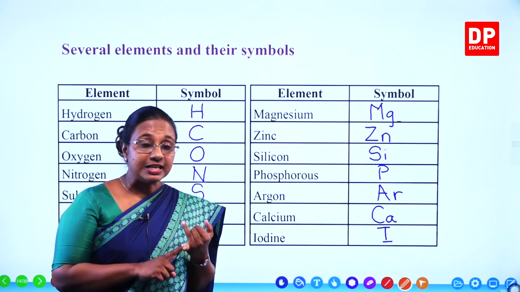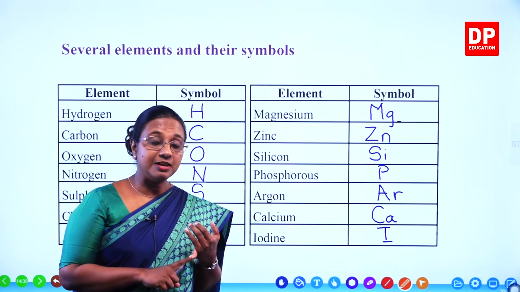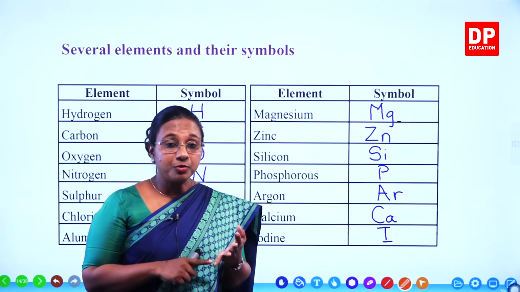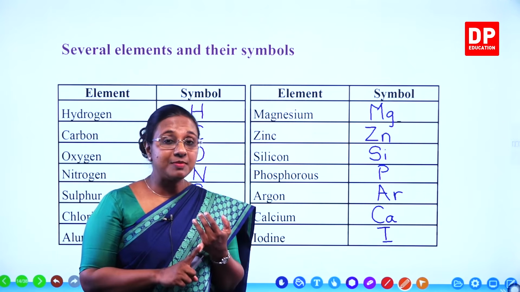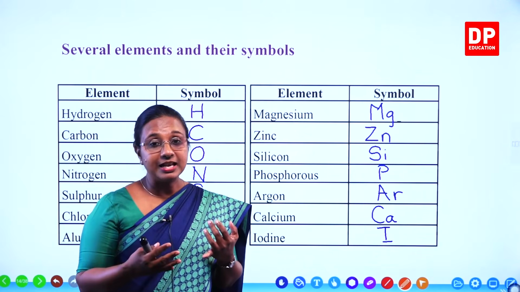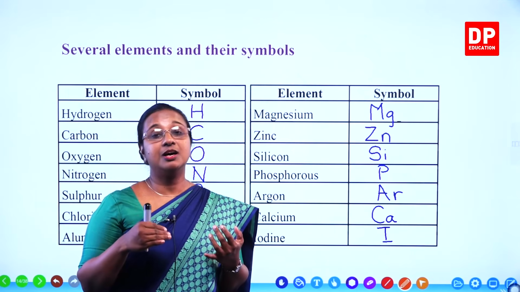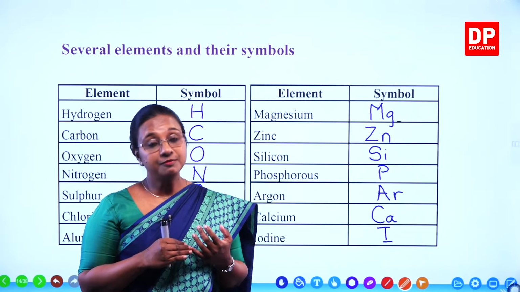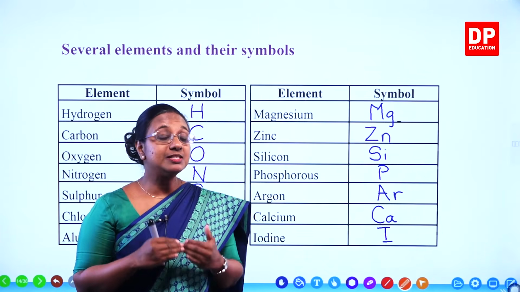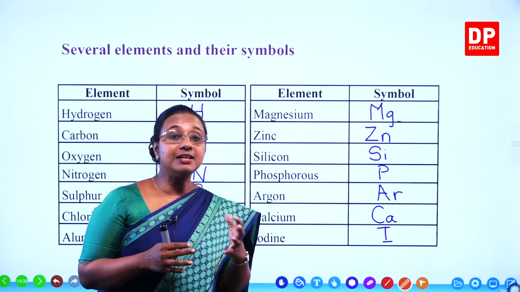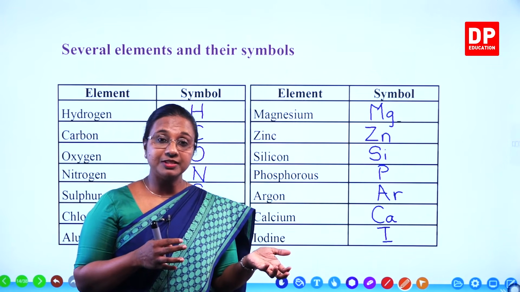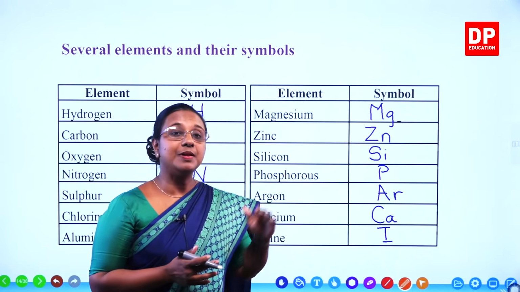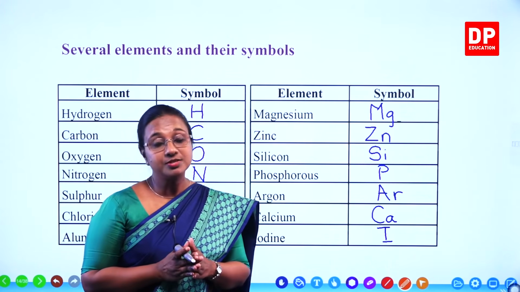You should know whether it's the English name. If it's the English name, we use the first letter. It has to be capital. And if there is more than one element starting with the same letter, we use the second letter in addition to the first letter, or another letter from the name in addition to the first letter. Then we write the first letter in capital, and the second letter, whatever letter we are using after that, has to be a simple letter, like here. Say for example, capital S and simple I for silicon.